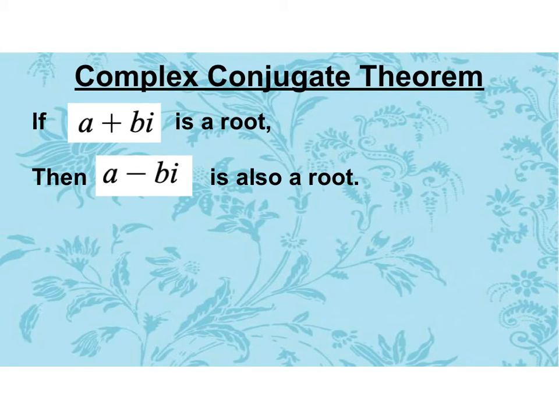The same thing is going to be true with imaginary and complex numbers. The complex conjugate theorem says if a plus bi is a root, then a minus bi is also a root. So we have 4 plus 5i. If I know that's an answer, then 4 minus 5i is also an answer.